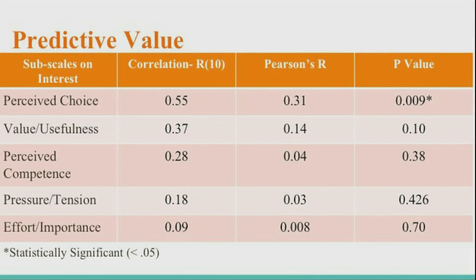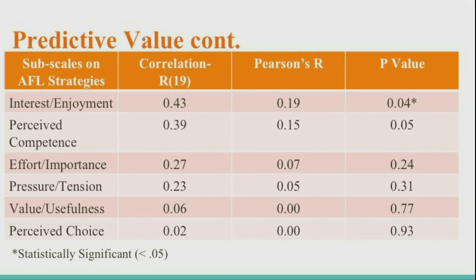This is our subscales on interest, and you'll see that, again, perceived choice, which we said was the biggest, was statistically significant. But a close second was value and usefulness. It was 0.37, almost a 0.4 on our correlation, meaning it was almost highly correlated. On our Pearson's R, it accounts for 14% of why our teachers are motivated, and it was close to being statistically significant.